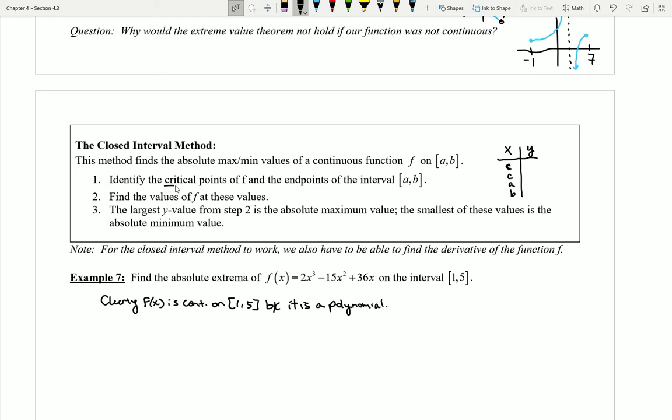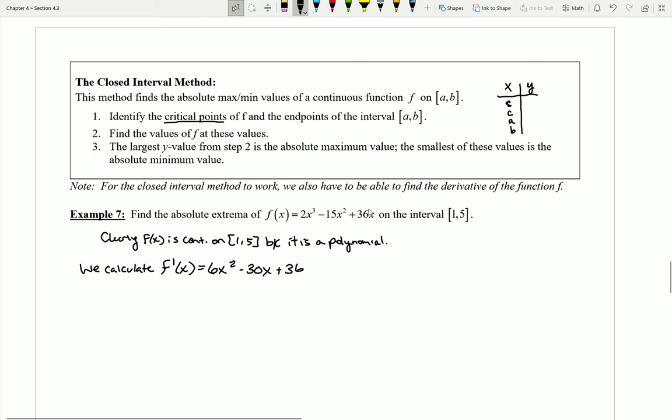First thing I have to do is identify my critical points. Remember, I'm going to build a list of my potential candidates. So let's start by calculating f prime of x, which is equal to 6x squared minus 30x plus 36. Now I'm going to quickly note that if I factored out a 6, this would look like 6 times x squared minus 5x plus 6.